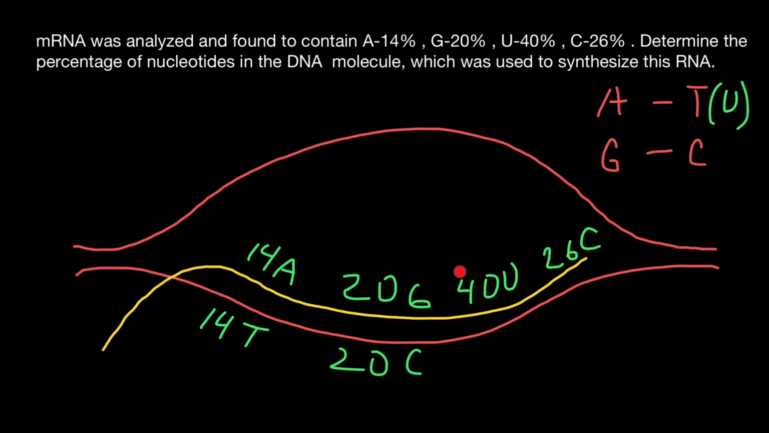If on the messenger RNA we have 40 uracils, that means on the template strand of the DNA we are going to have 40 adenines. So let's put 40 adenines here. And if we have 26 cytosines, that means on the template strand of the DNA we are going to have 26 guanines.